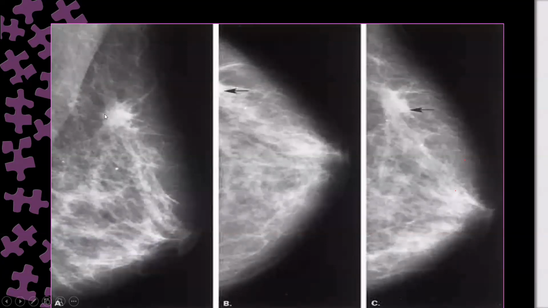Why did I say spiculated high density mass? This view is... what? Where is it? In the middle. This is a CC view, but not a complete CC view.